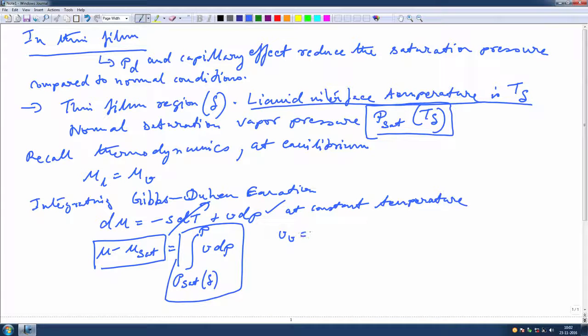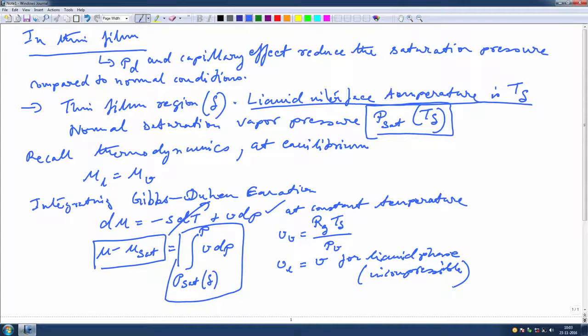One is that your V_V, that is the specific volume of the vapor phase, is given by R_G T_delta divided by the corresponding P_V, correct. Now that is the volume of the vapor phase. V_L on the other hand is equal to V for the liquid phase, assuming that the liquid is incompressible, got it.